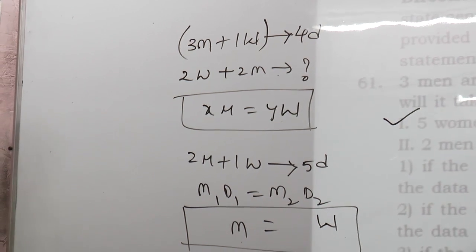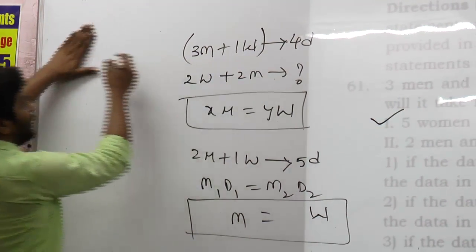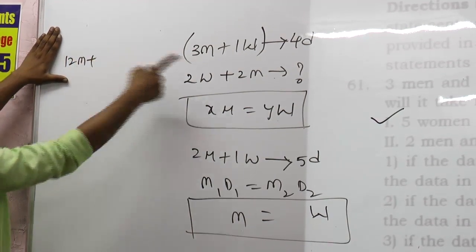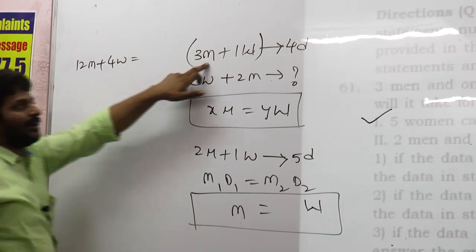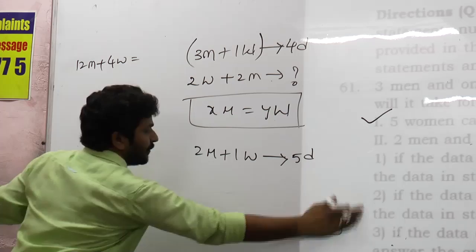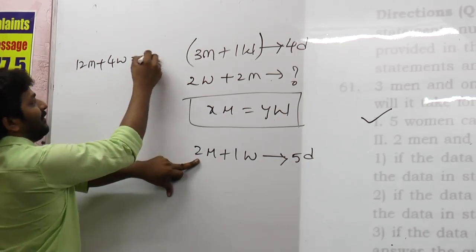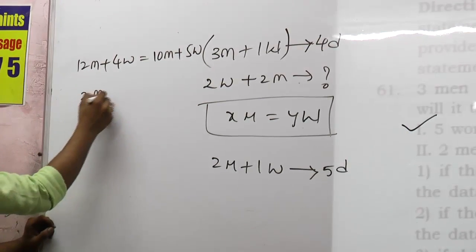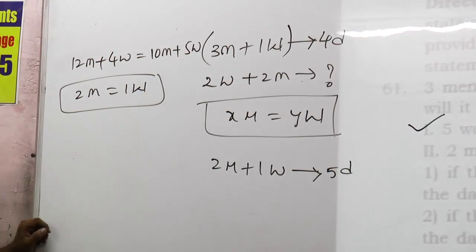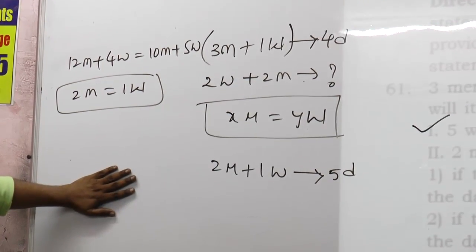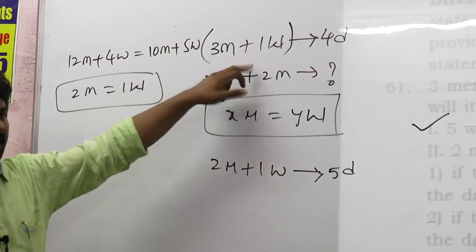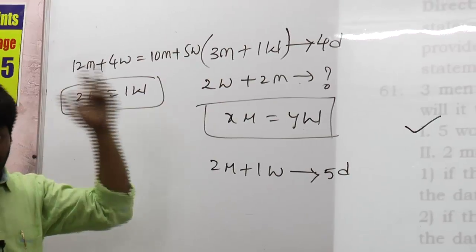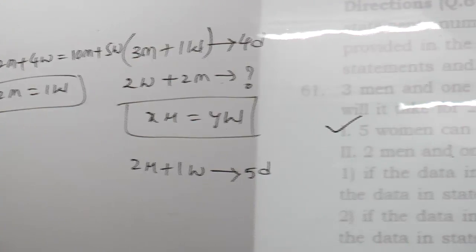Yes. M1 D1: 3 men into 4, that is 12 men and 4 women. M2 D2: 10 men plus 5 women. From this, 2 men's efficiency is equal to 1 woman's efficiency. Here also we got a relation between men and women. Now you can convert the entire equation to men or women and then you can get your answer. 1 alone is sufficient, at the same time 2 alone is also sufficient to get the answer.